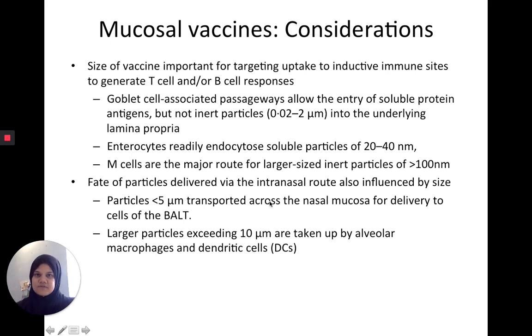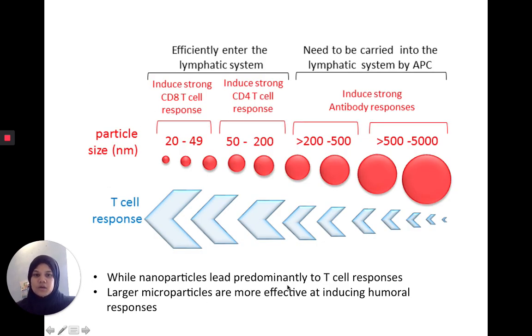And then also the size of the vaccine will determine how the immune system responds, and where it gets delivered. So anything less than 5 micrometers will be delivered to the MALT, and then anything larger than 10 micrometers will be taken up by alveolar macrophages and dendritic cells. And it also will shift whether or not it's a T cell response or a B cell response, so whether it's cell-mediated immunity or humoral immunity. And this picture basically shows you that the larger the particle, the more likely that it will induce an antibody response, and the smaller the particle, the more likely it will induce a cytotoxic T cell response. And I mean, this may also relate to whether or not it's able to be endocytosed or processed as an extracellular or intracellular type of antigen.